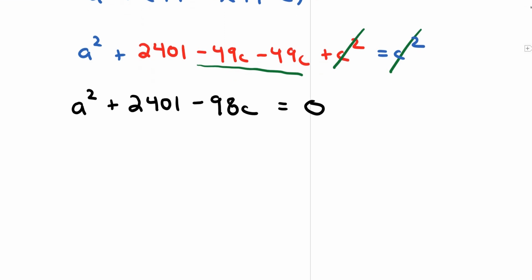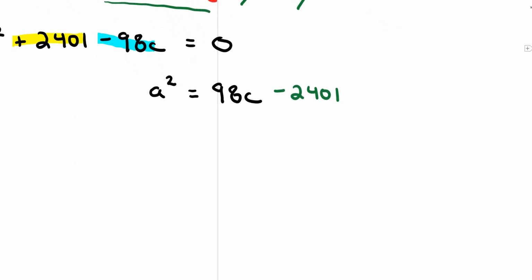Okay, so what we're going to do now is take our negative 98 and move that to the right-hand side. If I move that to the right-hand side, I get positive 98c. If I take this 2,401 and move that to the other side, I get negative 2,401. And then I have the a squared over here. Okay, so this is a bit tricky here.